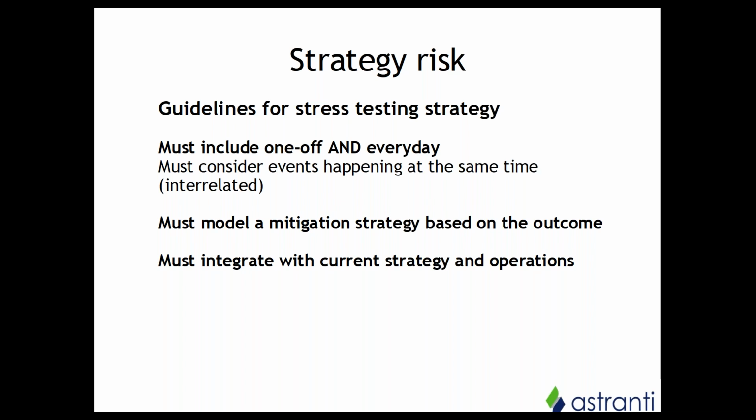For example, if the economy were to go down, that is a risk, but that's not just one risk on its own. If the economy goes down, it's going to have tie-ins to all sorts of other things. It's going to have ties into your suppliers, your buyers, your staff, etc. So often you should consider one-off risks and also everyday risks together and how those are going to impact your strategy, and then model a mitigation strategy based on that outcome, and then make sure it's integrated with your current strategy and your operations.